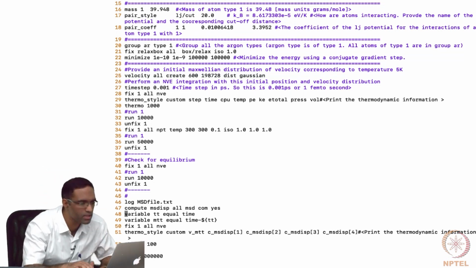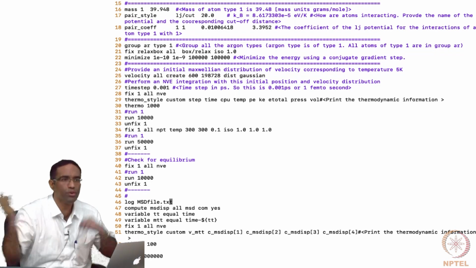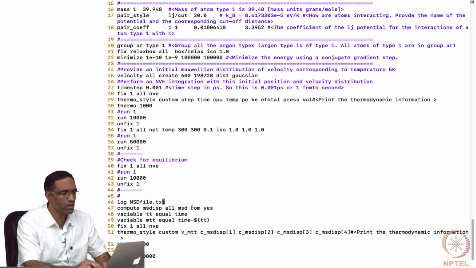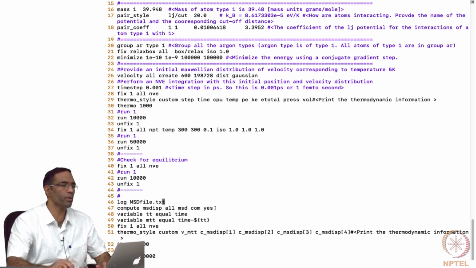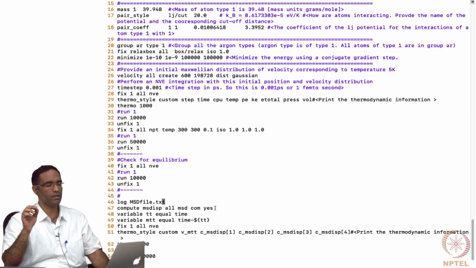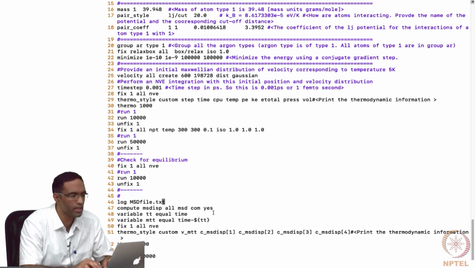So what I do is I just say log msd_file.txt. From this instant on, it will start printing out information in a new file. So I say compute msdisp all msd. The msd is basically the mean square displacement, and com yes basically specifies that when it calculates the displacements, it removes the displacement of the centroid of the system, if at all there is any, right? So that's what it does.